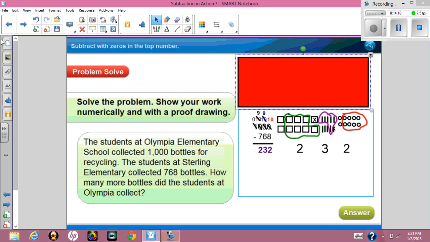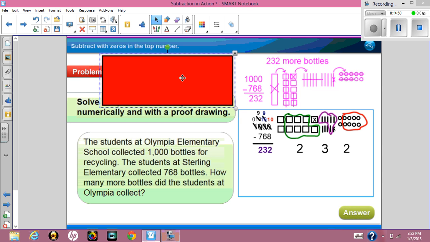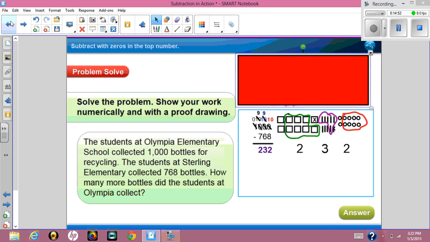So we've gone through the process of regrouping or ungrouping here, and we have come up with the answer of 232. Now we have also created a proof drawing, and you can see where we have ungrouped and created new groups of the ones and the tens, and we have 200 or 2 100s left. We have 3 tens left, and we have 2 ones. Let's see if we're right. 232 bottles. Very good. Okay.